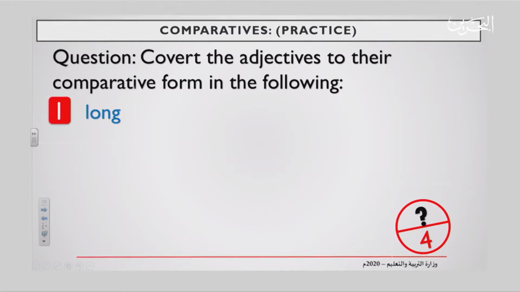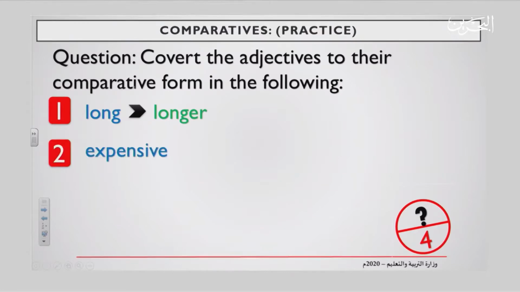All right, let's take a look. Longer. It is a one-syllable adjective. You just add ER. Number 2. Expensive.